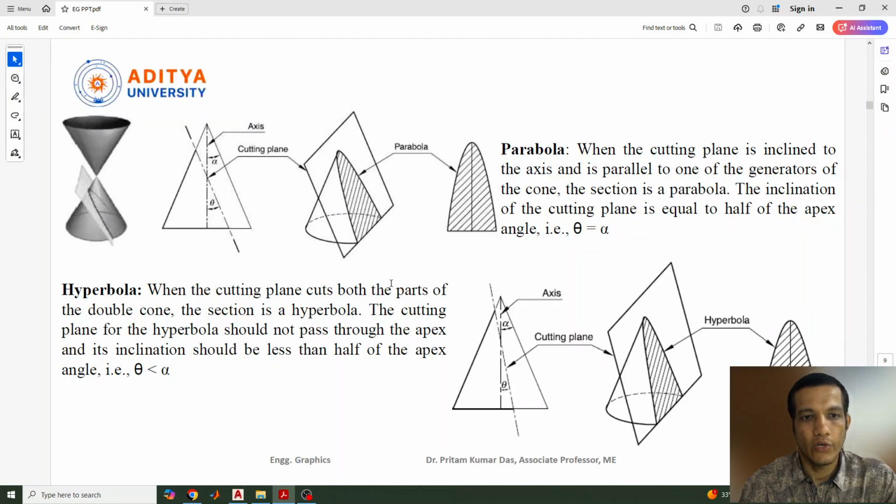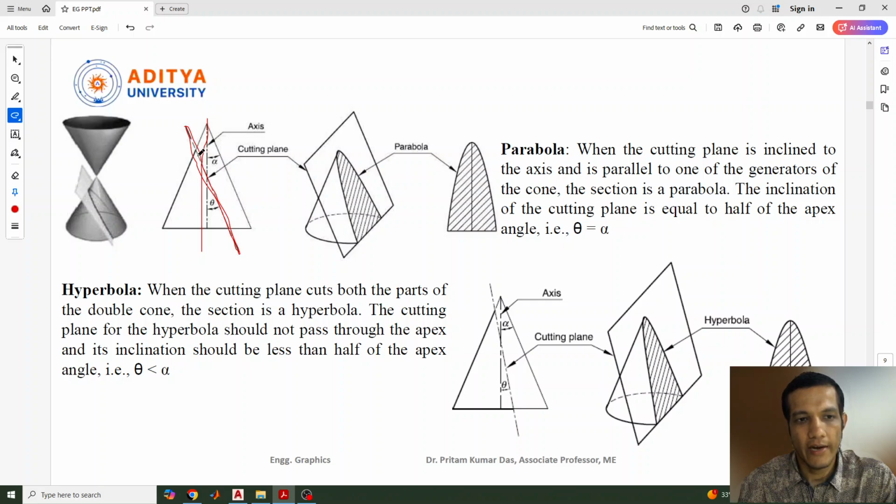So before going to draw, let's see what a parabola is and what types of parabolas there are. A parabola is obtained when you cut a cone with a cutting plane. Let me highlight here, this is the cutting plane. If this cutting plane cuts the axis of the cone at some angle, then the view you can identify on this side will be called a parabola.